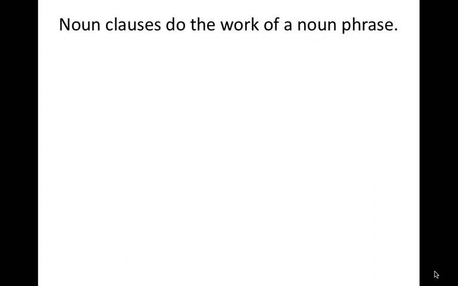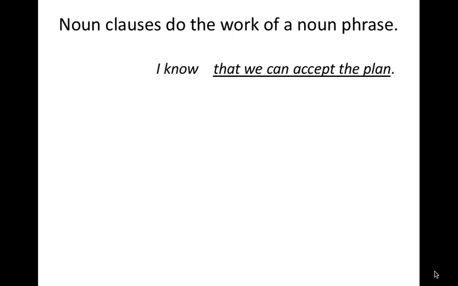Let's do a little bit more with noun clauses. They take the place of a noun phrase. For example, that we can accept the plan is a that clause, so one type of noun clause, and instead you could have a plain noun phrase. Either way, that underlined part in both sentences is the direct object.